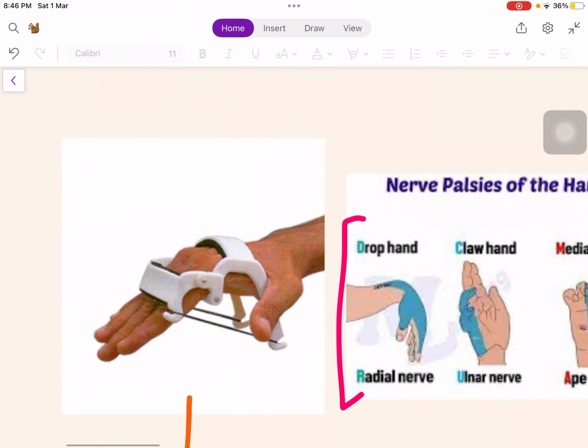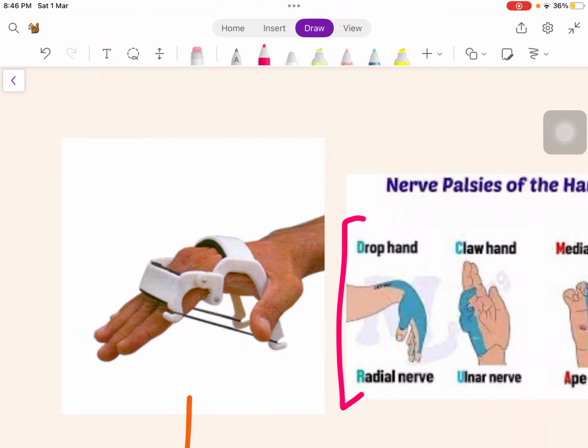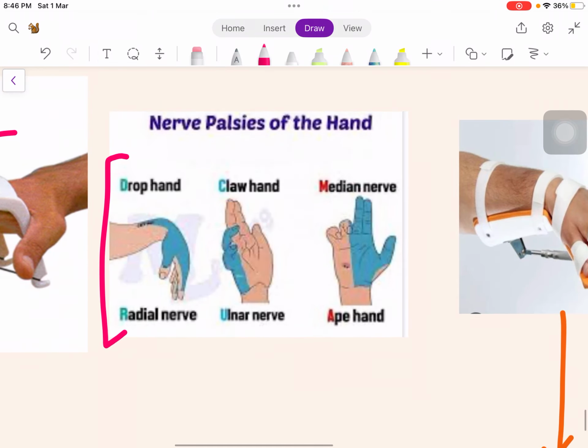Then moving on to the second splint, what is the main movement being produced here? It is bending the knuckles. These are the knuckles, it is bending the knuckles. So when do we need to bend the knuckles? When there is a claw hand. Claw hand can be caused by ulnar nerve injury and median nerve injury. Median nerve injury also causes ape hand and also claw hand.